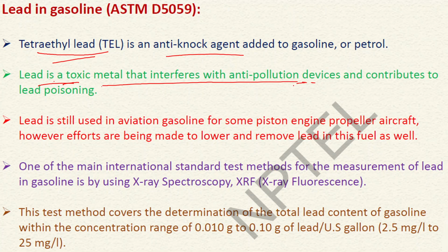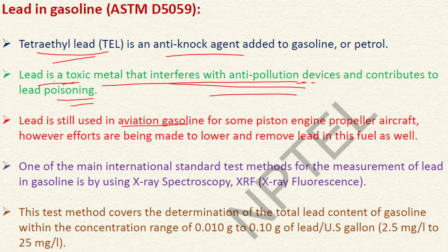It interferes with the anti-pollution devices, and the lead poisoning of the catalyst will be done. So when this catalyst is deactivated, there will be no separation of the sulfur dioxide from the effluent gases, and sulfur dioxide will be released into the environment. Therefore, it says that it interferes with the anti-pollution devices.